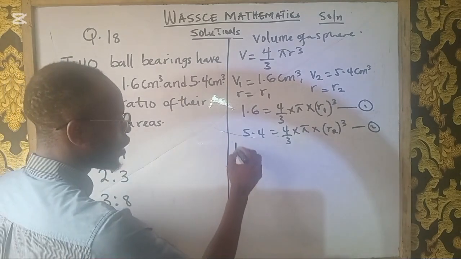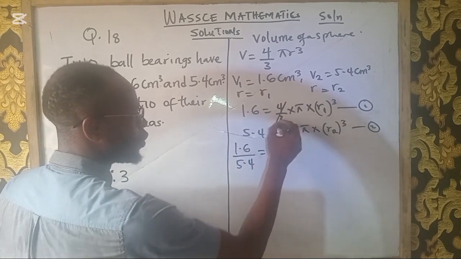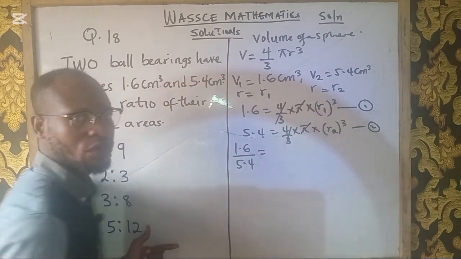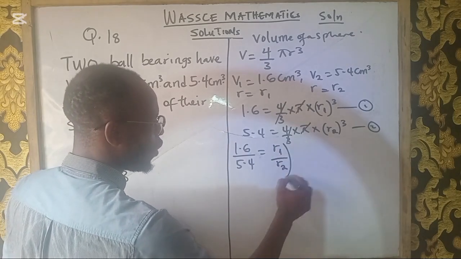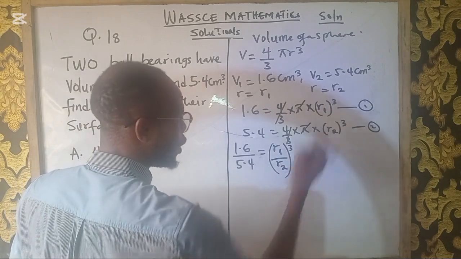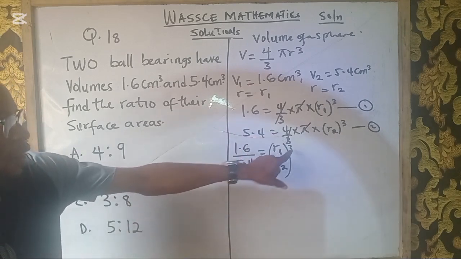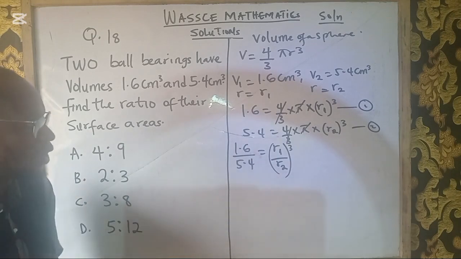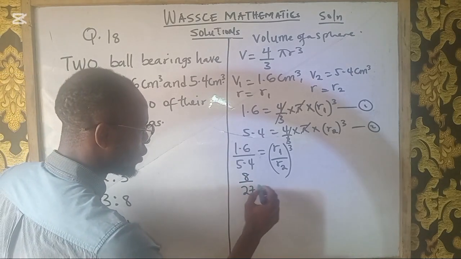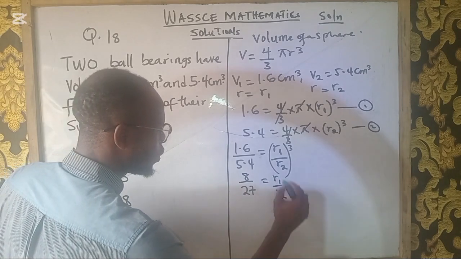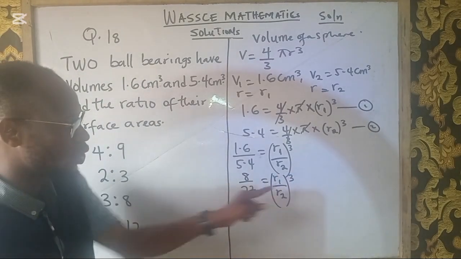If I do that, I'm going to have 1.6 over 5.4 equals, by the time you divide, this and this go, this also cancels out. Are you following? So we are left with R1 over R2 all raised to the power of 3 because the two of them have the same exponent. But I need to take this one back to something that will have the same exponent as this one. So 1.6 divided by 5.4 is the same thing as 8 over 27. This is 8 over 27 equals R1 over R2 all raised to the power of 3. Then I have not still changed it back to this exponent, so I will need to change it now.